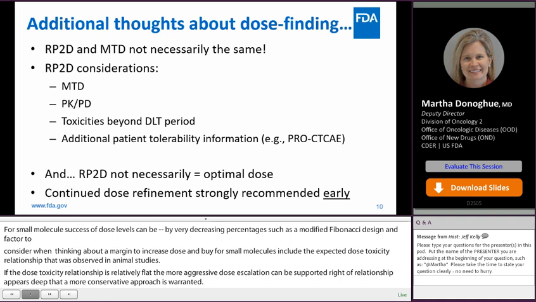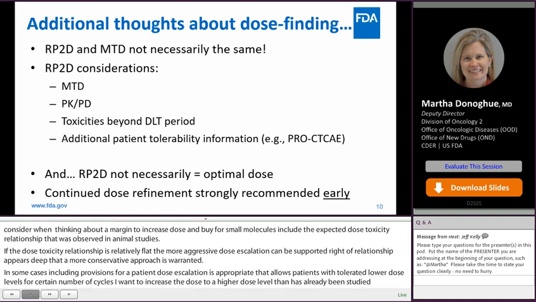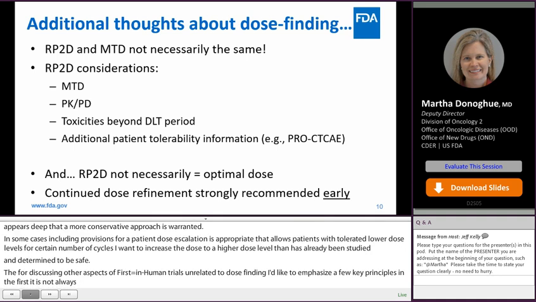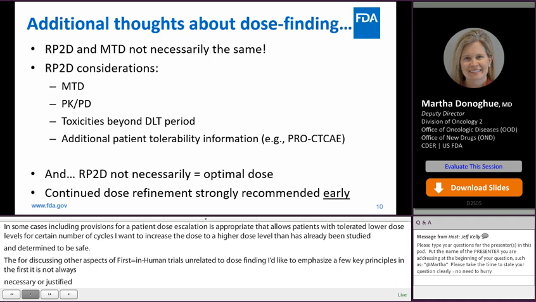Before discussing other aspects of first-in-human trials unrelated to dose finding, I would like to emphasize a few key principles. First, it is not always necessary or justified to keep dose escalating until a maximum tolerated dose is reached. In the case of non-cytotoxic therapies, it is smarter and safer for patients if the goal is to identify the minimum biologically effective dose based upon available safety, tolerability, efficacy, PK, and pharmacodynamic data. So the recommended phase 2 dose and maximum tolerated dose are not necessarily the same things.